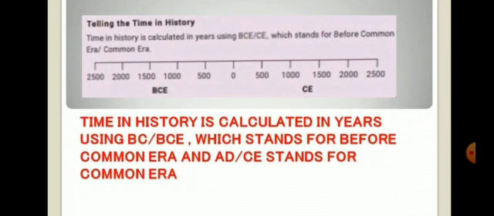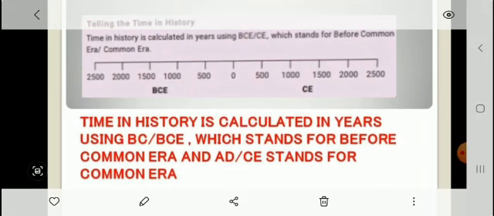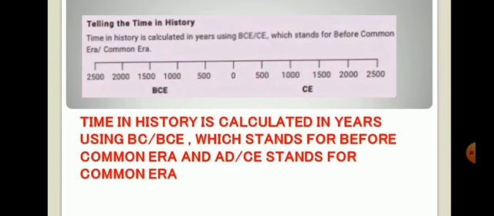Okay, see this. The time in history is calculated in years, using BC, BCE, AD, and CE. These are the terms they were using. What is the full form of BC? Before Christ. BCE means Before Common Era, AD means Anno Domini, and CE means Common Era.